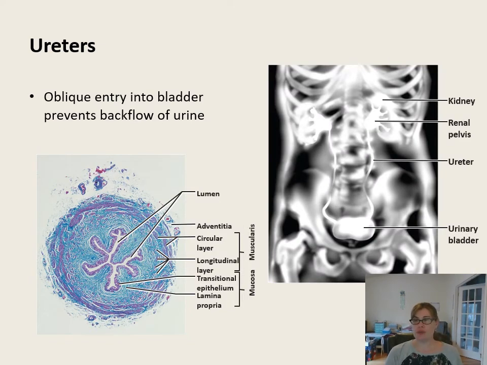View of the ureters. Over here we have a contrast X-ray, and you can see those ureters going down to the urinary bladder. We can see the renal pelvis. The picture on the left is just a microscopic view.